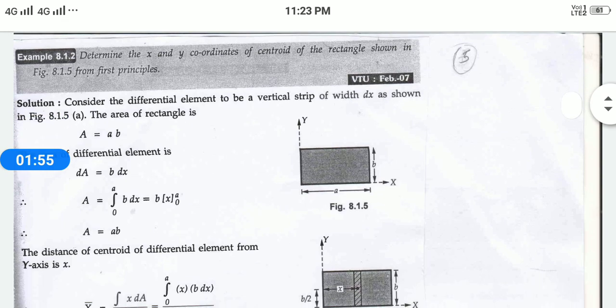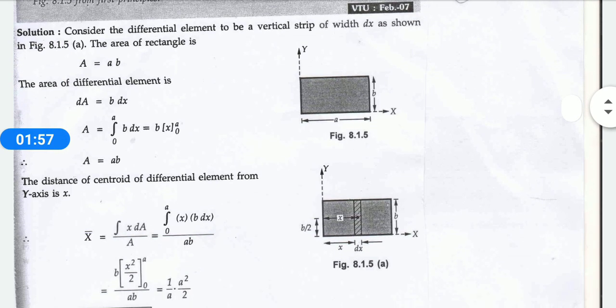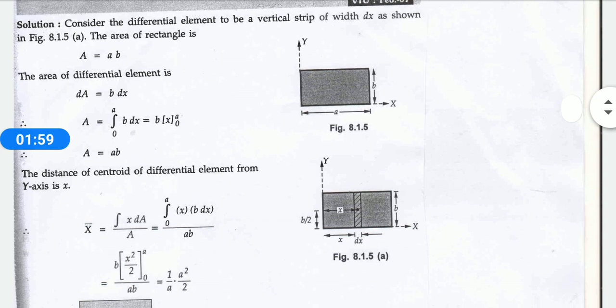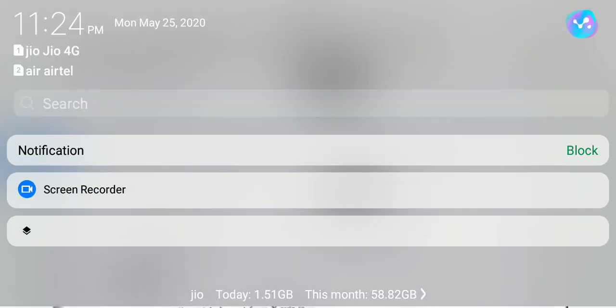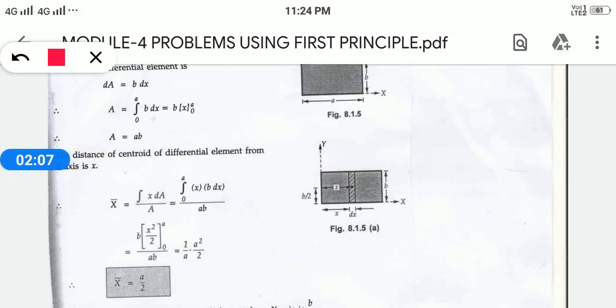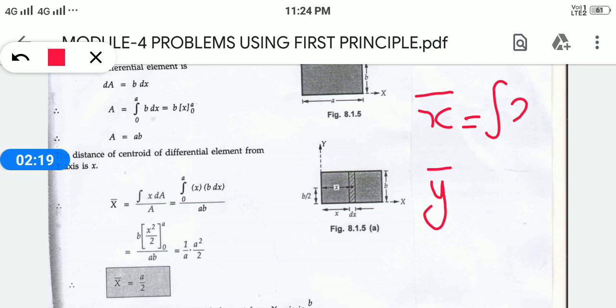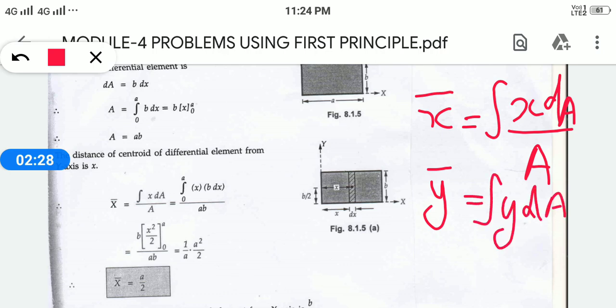Okay, what is first principle? How to find the first principle? First, I'll define the problem formula, and next you can do it. For that, there is only one concept. We need to find x bar and y bar, that is the coordinate of your centroid. To find x bar, the formula is integral of x dA divided by A. Same for y bar, integral of y dA divided by A.